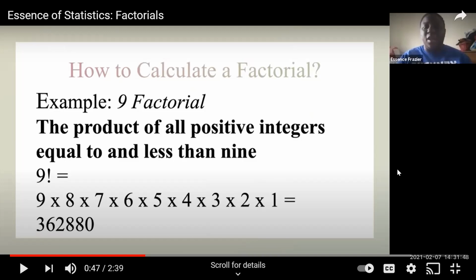So the reason why we don't multiply it by a 0 is because of the spirit of what a factorial is, but if you add 0 to it, it would be 0. Anything times 0 is 0.